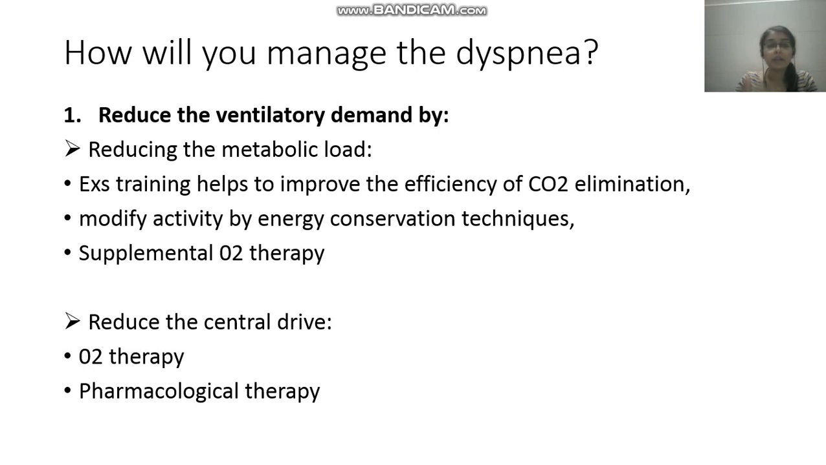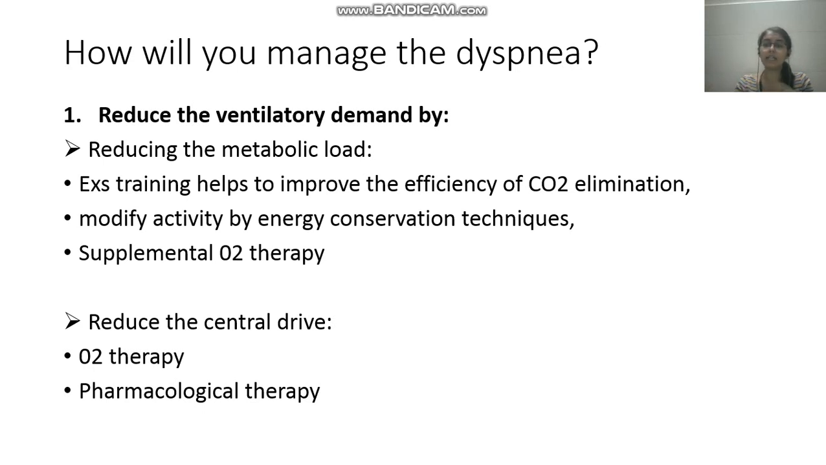You can modify the activities of the patient by teaching them energy conservation techniques. We'll see what ECTs are in further slides. So that the peripheral metabolic load is reduced and it gives them enough time for respiratory exchange. You can also always provide supplemental oxygen therapy. It will not only help you to reduce the metabolic load, it will even alter your central respiratory drive, so that you have enough oxygen, stop, do not breathe more, let expiration happen.